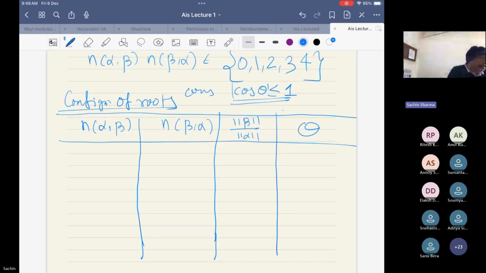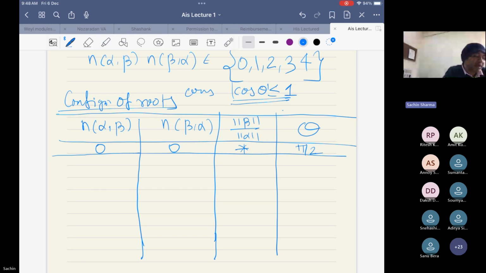So the first case is, suppose you have n(alpha, beta) equal to 0, then it forces this thing to be equal to 0. Then what do you expect of norm beta by norm alpha? It can be arbitrary, anything actually. Your norm alpha could be anything, so it is undefined here. You will never be able to know. And as they are orthogonal, we expect the angle theta to be pi by 2.